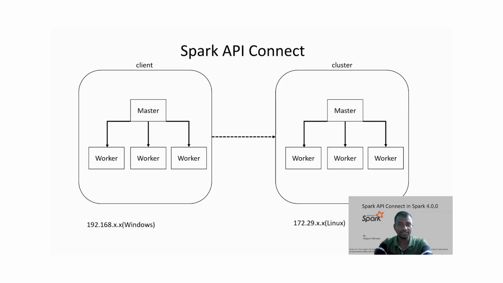Spark API Connect supports all of the three modes, be it local mode. If you want to run an application in a local mode, it can run, be it client mode, and be it in a cluster mode. You can submit your application in all of the three ways.